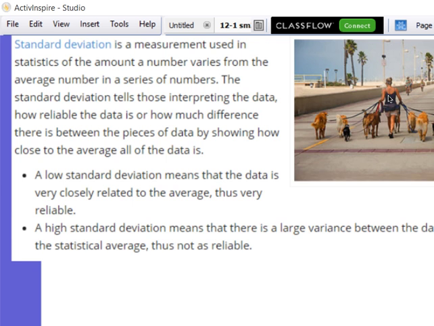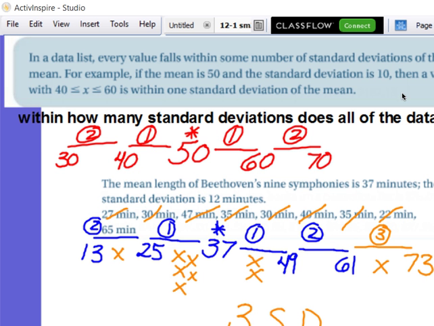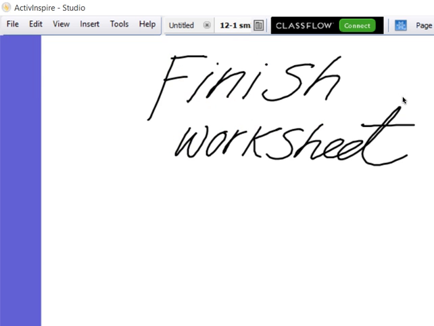Draw out your picture like I drew out and kind of see where it falls. So this might be a valid question on a test. Within how many standard deviations does 40 minutes fall within the mean? 1. So that's as far as it's going to go. So pretty easy stuff. Okay, finish 12-2, and then we'll move on to 12-3, also a very easy lesson.